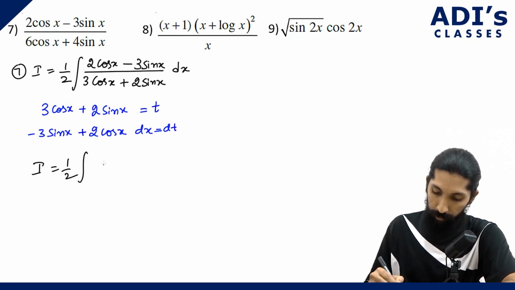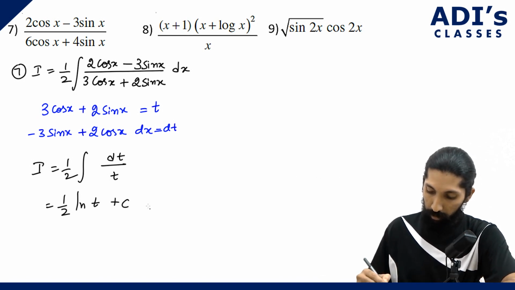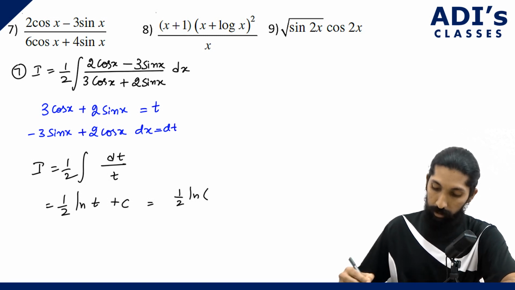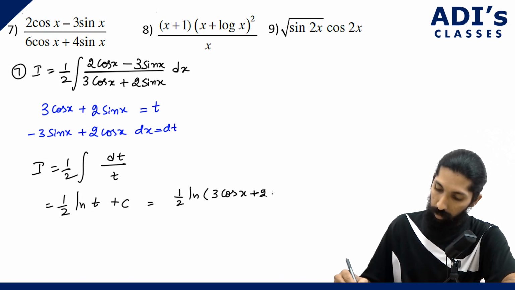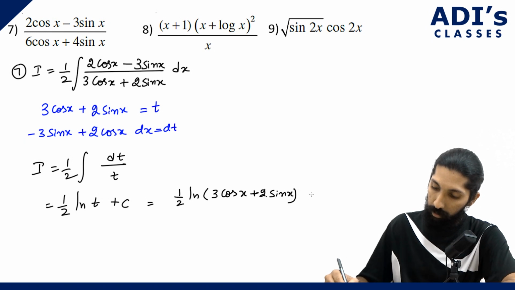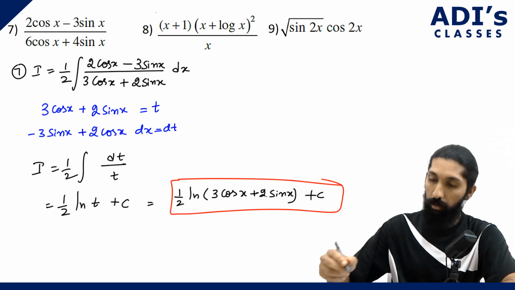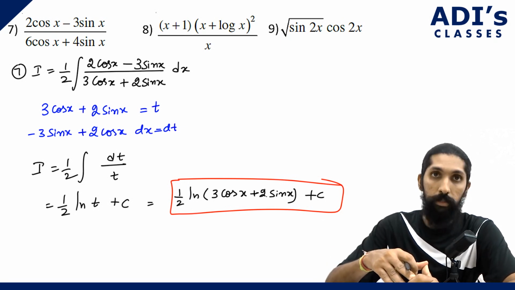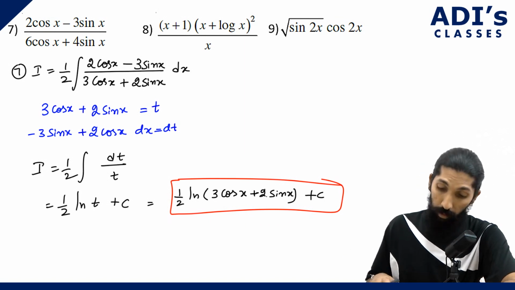Integral of dt divided by t. So this will become half log t plus c, or this will become half log of, what is t? 3 cos x plus 2 sin x plus c. So this is the answer for the seventh one, which is quite direct, I would say. See the eighth one now.